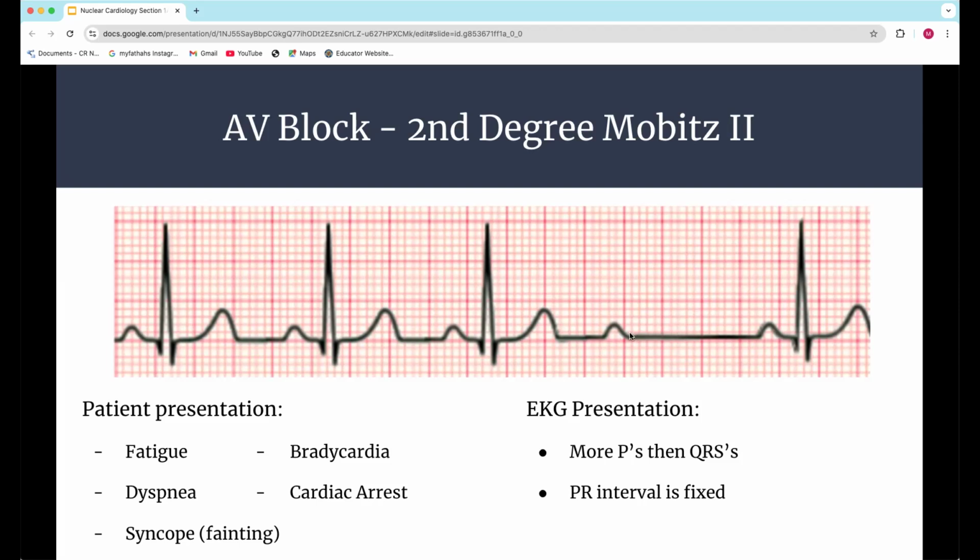We didn't get a ventricular contraction. So something happened right here between the SA node and the AV node. For whatever reason, the AV node was out to lunch, and it was like, well, I guess I'm not going to fire, right? So that's what we see here. Patient presentation can be fatigue. They can be short of breath. They can be dizzy. It sort of depends on how many of these are dropped, right?